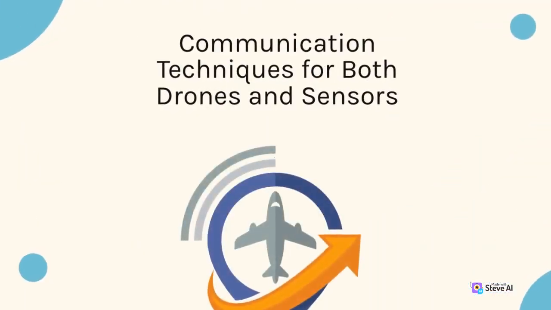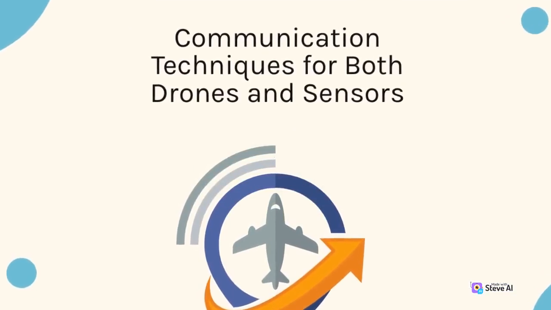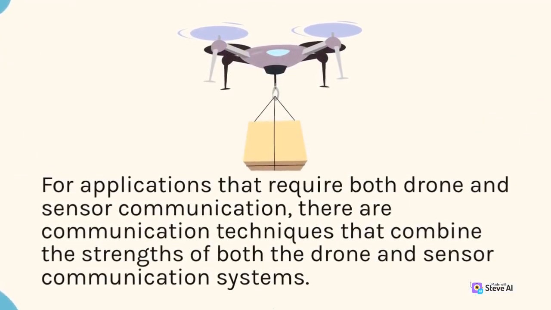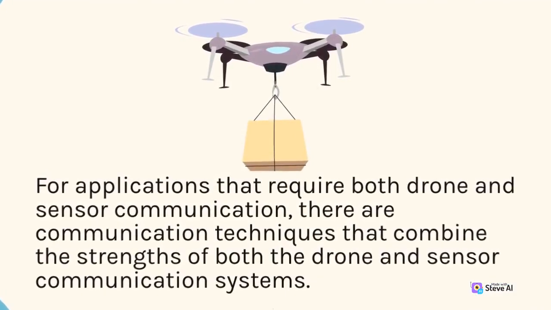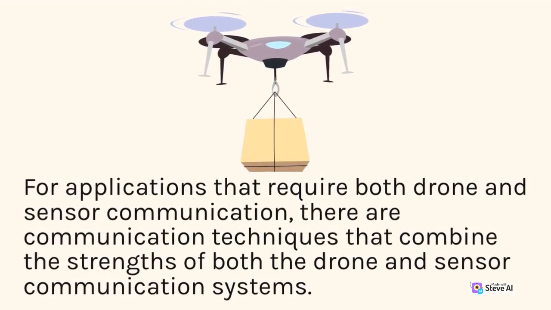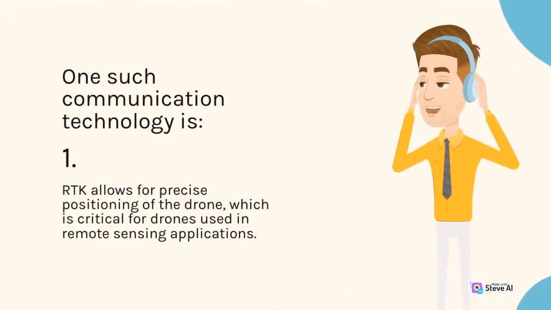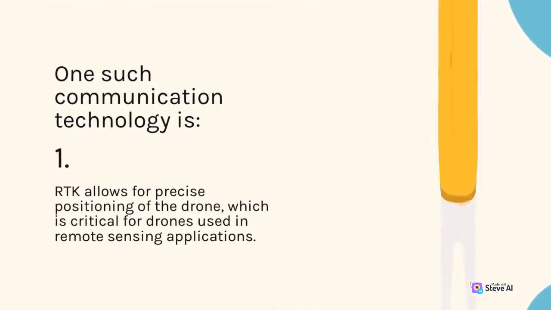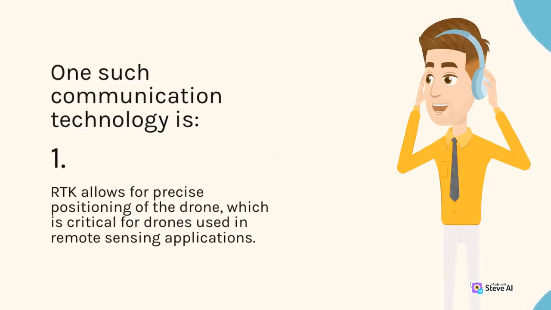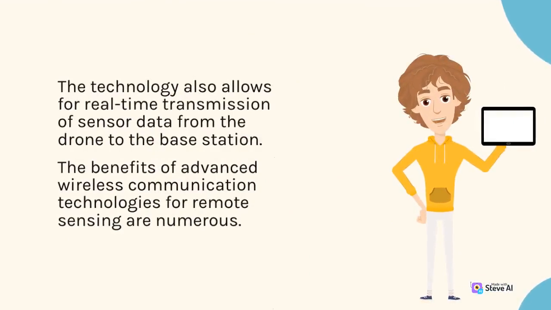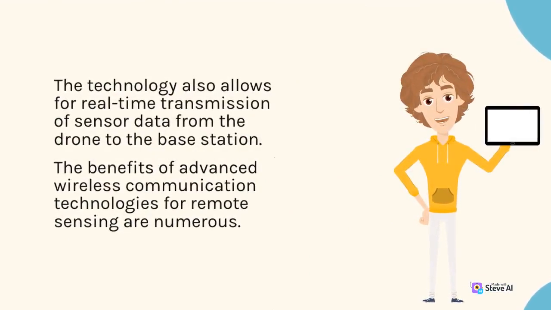Communication techniques for both drones and sensors. For applications that require both drone and sensor communication, there are communication techniques that combine the strengths of both the drone and sensor communication systems. One such communication technology is: 1. RTK. RTK allows for precise positioning of the drone, which is critical for drones used in remote sensing applications. The technology also allows for real-time transmission of sensor data from the drone to the base station.